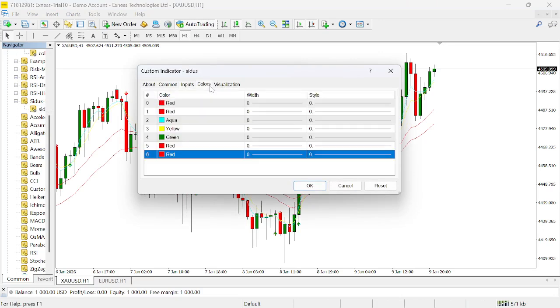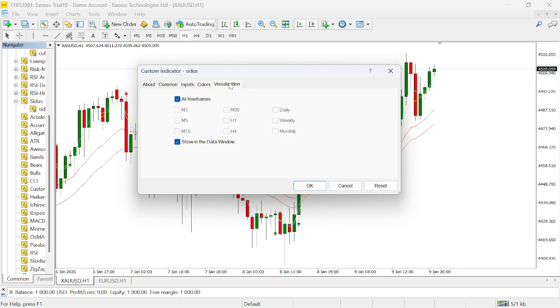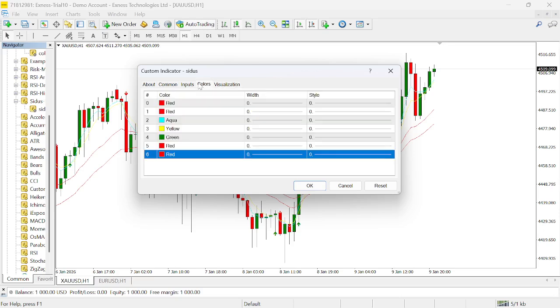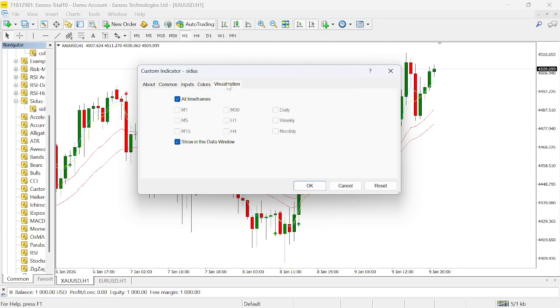The Sidus indicator works well on major currency pairs and is often used on the 15 minutes and 1 hour time frames for clearer signals. Buy entries are confirmed when the fast moving average crosses above the slow moving average and the RSI value is above 50, showing bullish momentum. Sell entries occur when the fast moving average crosses below the slow moving average and the RSI value is below 50, confirming bearish pressure. You can also choose your preferred colors and time frames.